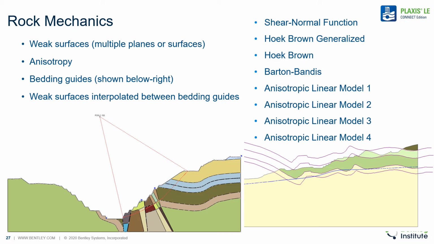Other rock mechanics features include the implementation of the solution of weak surfaces, anisotropy, and bedding guides, which can tell you what your anisotropy is at any point in space, and weak surfaces can be interpolated between bedding guides. So there's a very comprehensive method of analyzing rock mechanics and using bedding guides to handle anisotropy all in 3D. And these functions can be integrated with the typical rock mechanics constitutive models such as Hoek-Brown generalized, Hoek-Brown Barton-Bandis, and the ALM anisotropic linear models 1 to 4, which are typical in the analysis of rock slopes, particularly in open pit stability analysis.